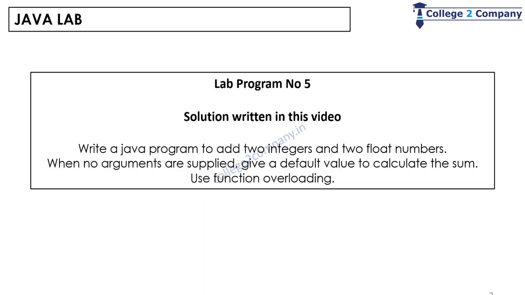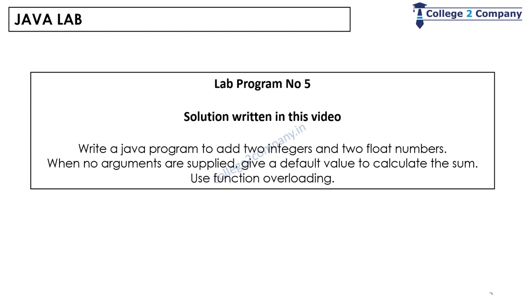The solution written in this video is on the following problem statement. Write a Java program to add two integers and two float numbers. When no arguments are supplied, give a default value to calculate the sum. Use function overloading. The solution written to this problem demonstrates function overloading in Java.